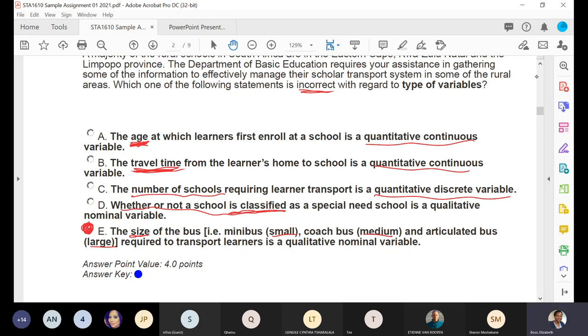Whether or not the school is classified as a special school or an inclusive school or normal school or independent school or whatever school that is, there's no order in that, so those will be nominal. So it's categorical nominal data. The size of a bus, small, medium, large, there is an order because there is rank. There is a small one, there is a medium one, and there's a large one. So it cannot just be nominal, it has to be ordinal.